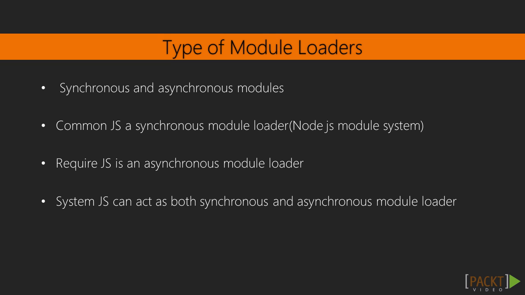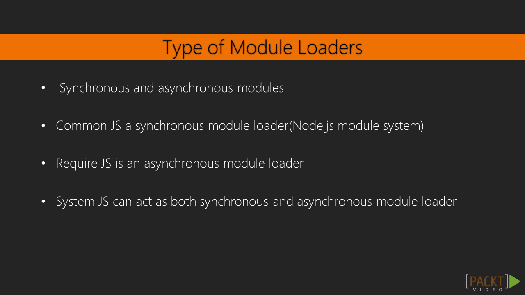Module loaders load modules. They typically come in two varieties, synchronous and asynchronous. CommonJS is the module system that Node.js uses, a synchronous module loader. Require.js is an example of an asynchronous module loader. System.js can act as both.